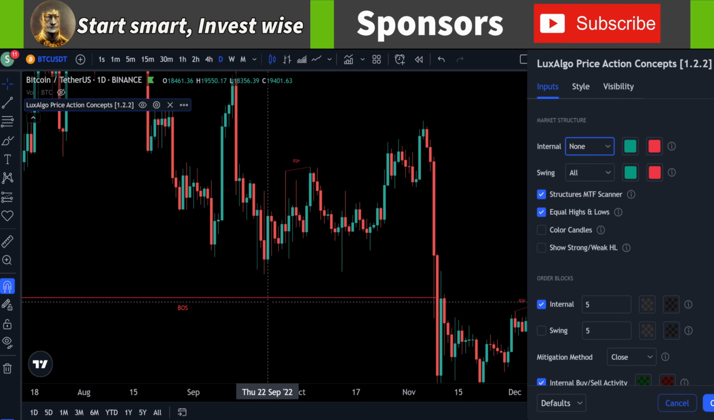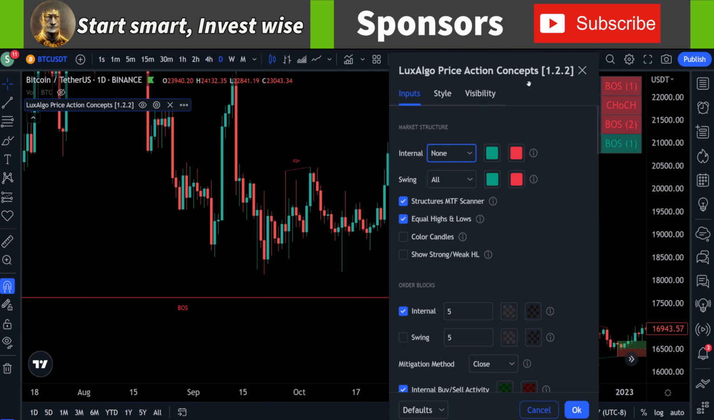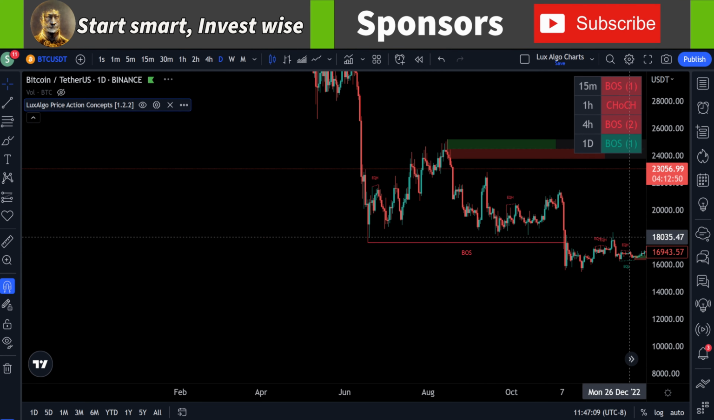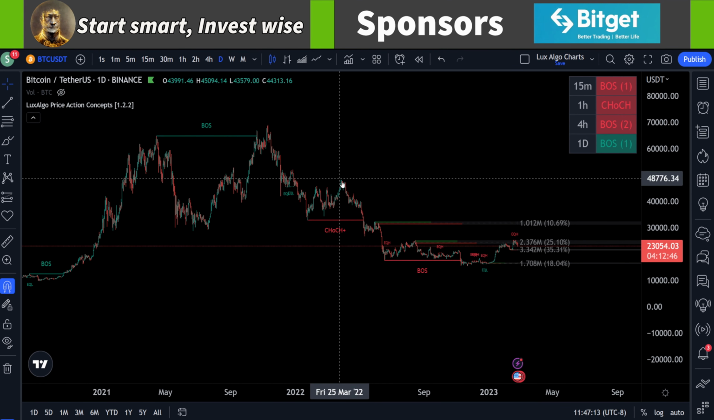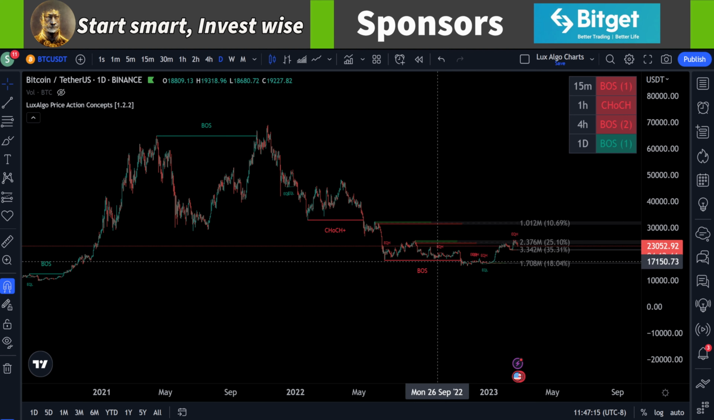There are not many solid line break of structures or market structures out there, okay? If I were to zoom out on Bitcoin's daily chart, you can see how there's only a few out there. A break of structure over here, a change of character, a break of structure.